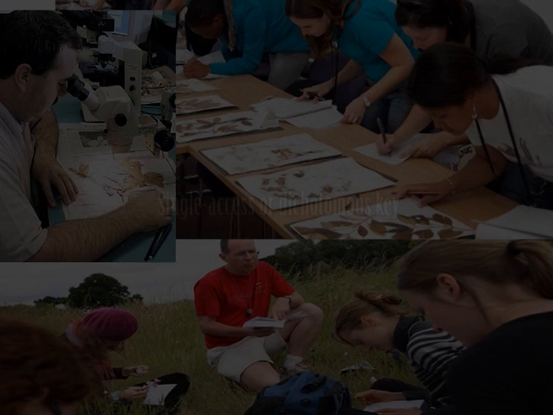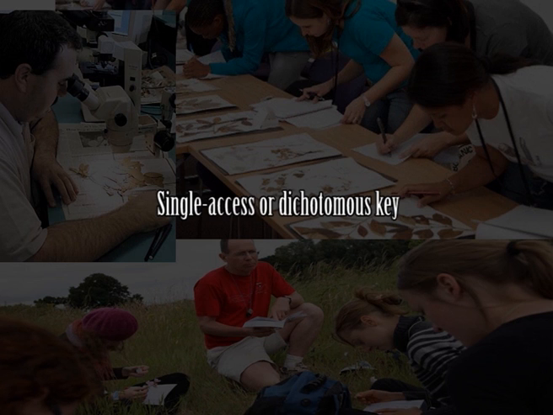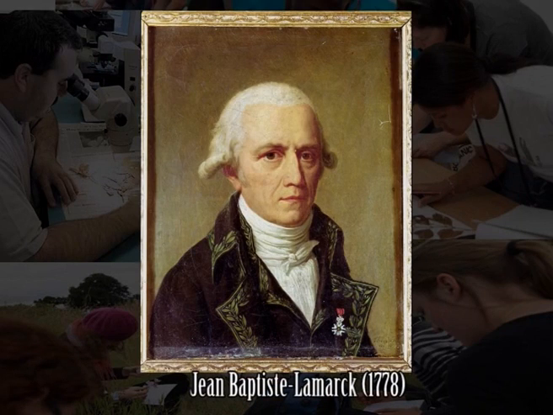Now, we discuss these two types one by one. First, single access or dichotomous keys. A dichotomous key is a device for identifying unknown organisms to some taxonomic level, for example, species, genus or family level. These keys, which are the most commonly used in plant identification, were probably first published by J.P. Lamarck in 1778.